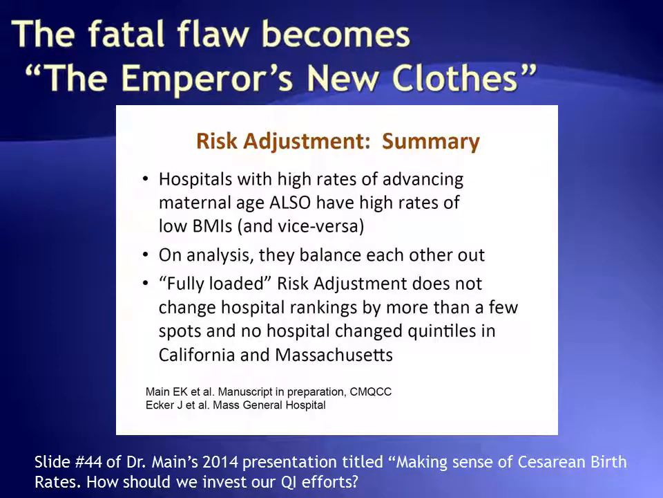This is slide number 44 of his 2014 presentation titled Making Sense of Cesarean Birth Rates: How Should We Invest Our QI Efforts? In this presentation, he claimed that hospitals with high rates of advancing maternal age also have high rates of low BMIs, and when analyzed, they balance each other out. The first two bullet points contradict 20 years of prior research, including his own work from 2006. So Dr. Main has either made an incredible new discovery or he has made another fatal error.